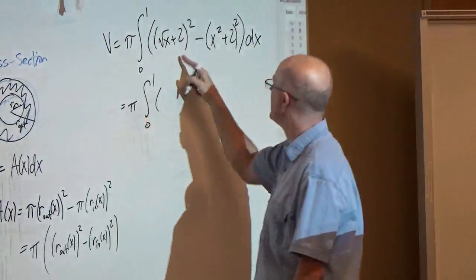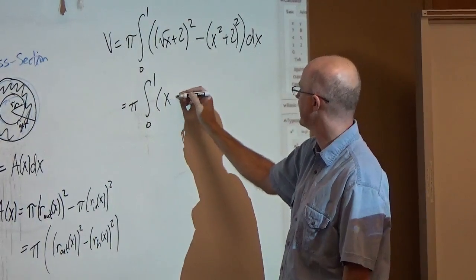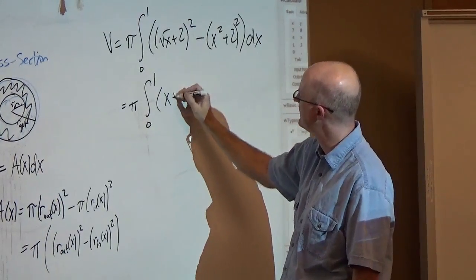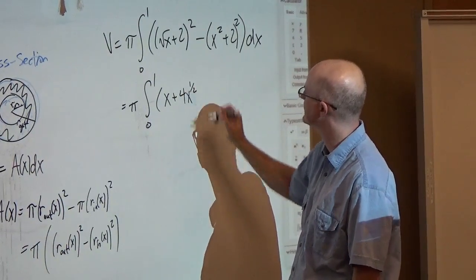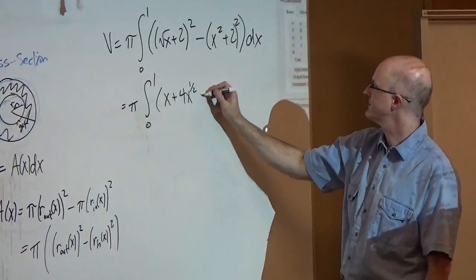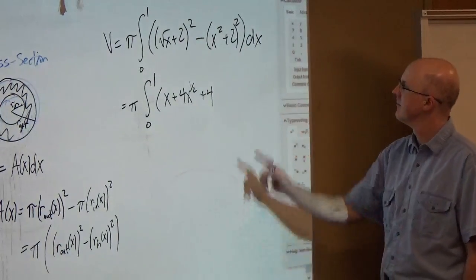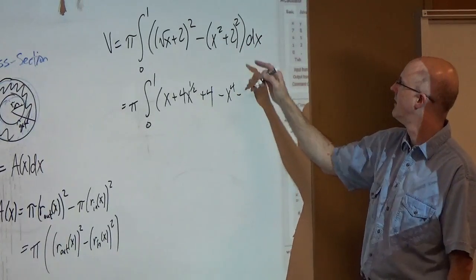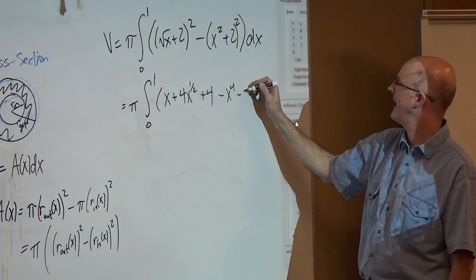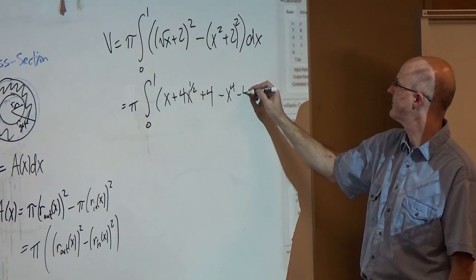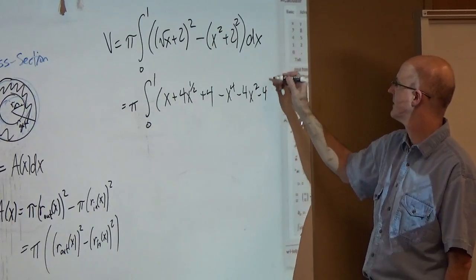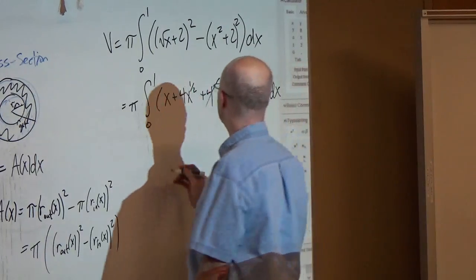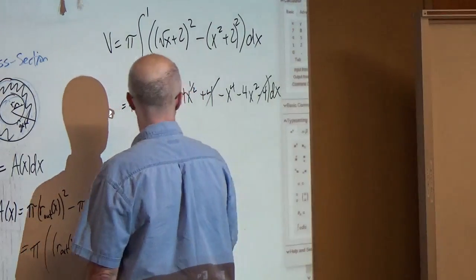Multiply things out. FOIL. Square root of x times itself is x. Outside times outside and inside times inside is going to give you 4 square root of x, which I'll write like this. 2 squared is 4. Minus x squared squared is x to the 4th. Foiling, thinking about the outside and inside, I'm going to get minus 4x squared and then a minus 4. The 4's do cancel. Integrate what's left over. Don't forget the pi.